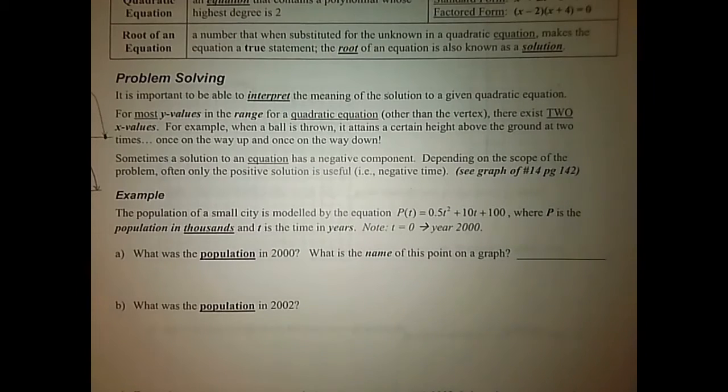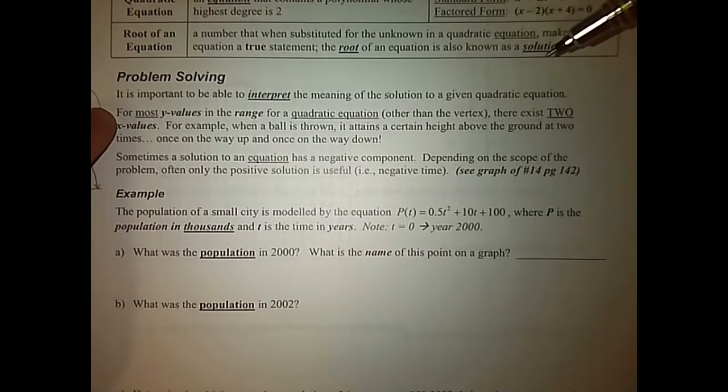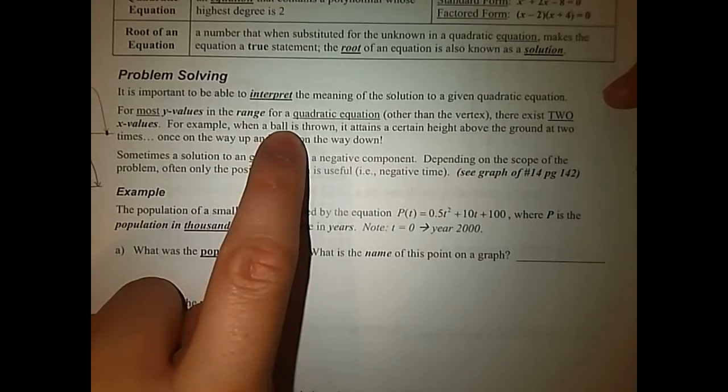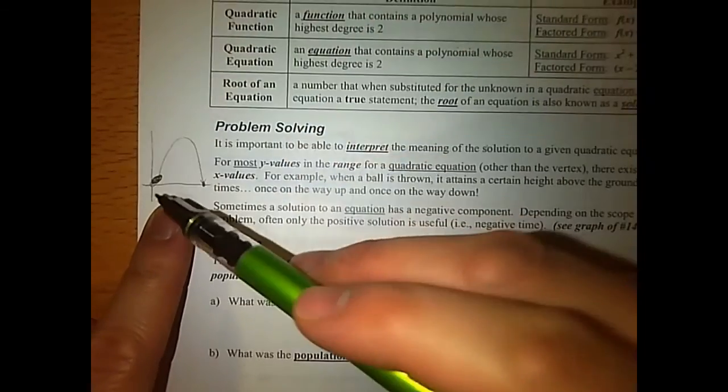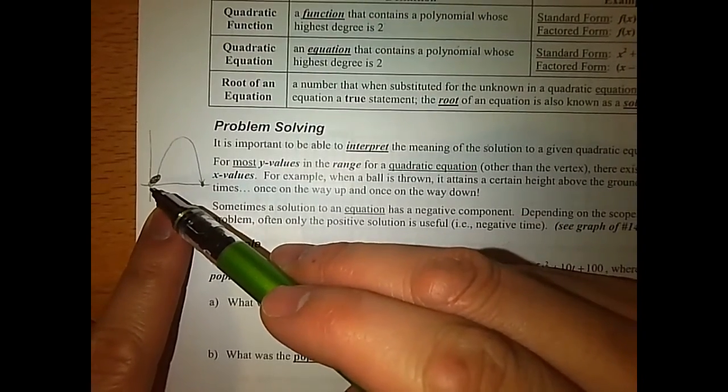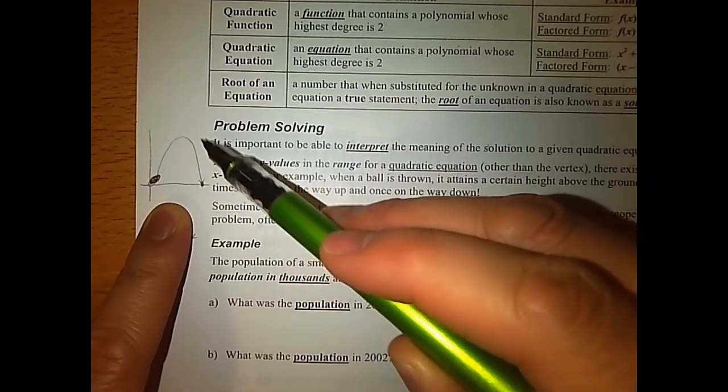So why did we learn all that stuff before about having to find x-intercepts, and how can we apply it? So we can apply this to some actual things in real life. We can see that for most y values in the range of a quadratic equation, there are usually two x values, and sometimes these two x values can model real things in real life. So, for example, when a ball is thrown, it might attain a certain height above the ground at 2 times. So like, if we have this football here, pretend this is a football, maybe it's on the ground, it gets kicked up in the air, it comes back down.